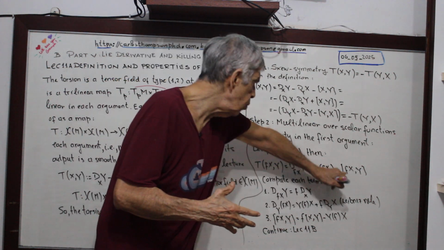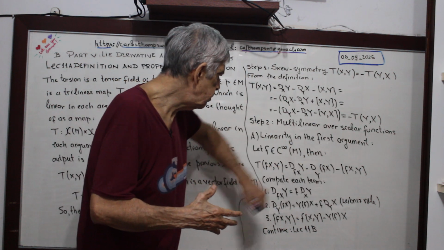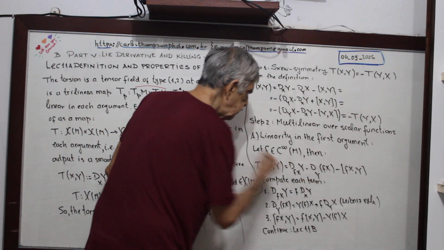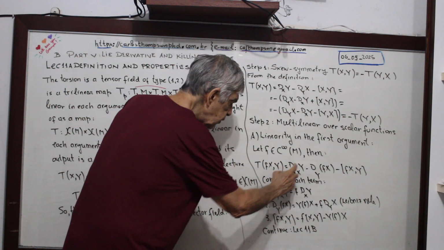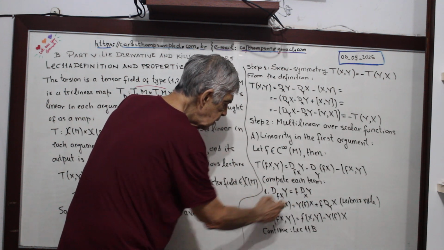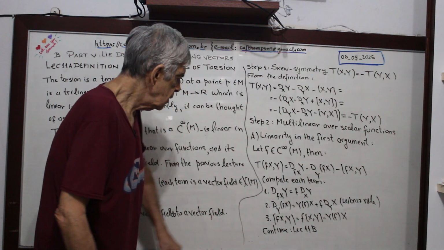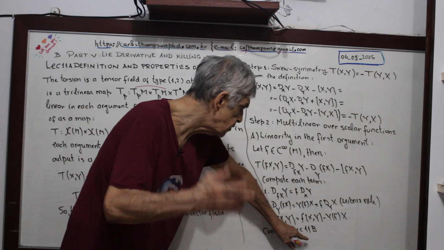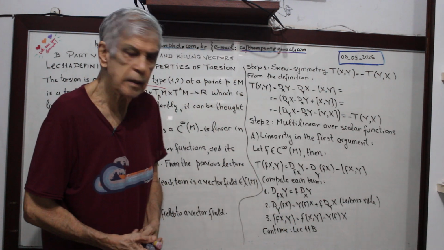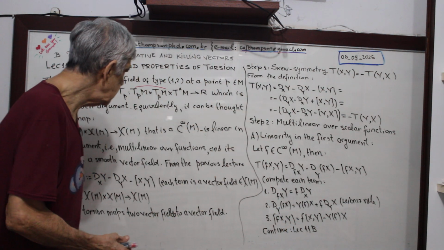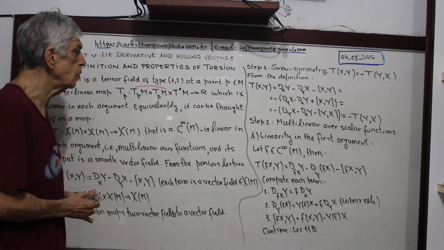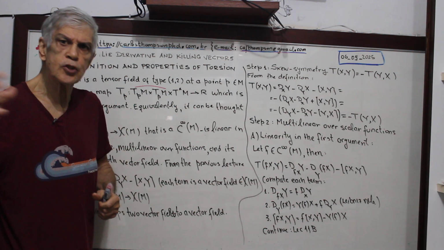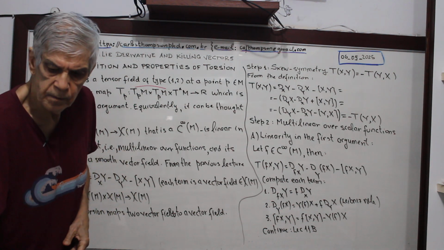This can be proved by computing each vector field: compute the first one, the second one, and the third one. We will continue this proof in the next lecture, 11B. That's the definition of torsion, which is very, very important for curvature, as we will see. That's it.